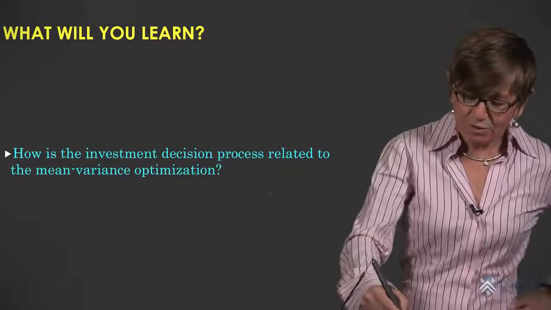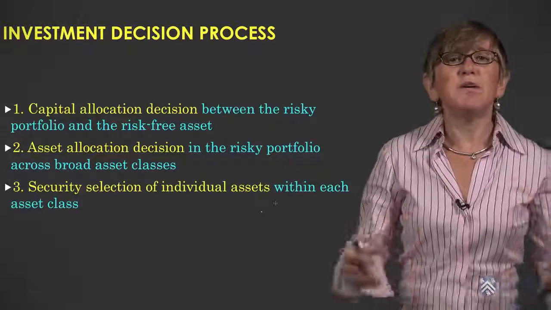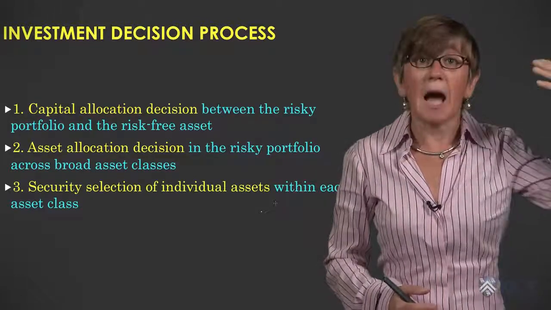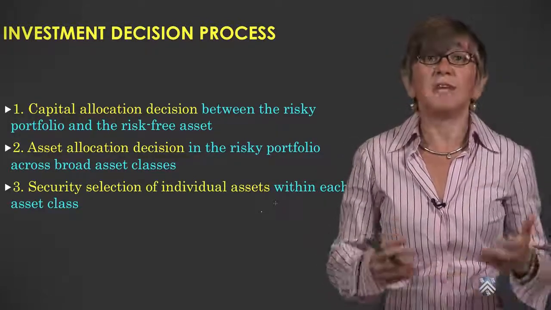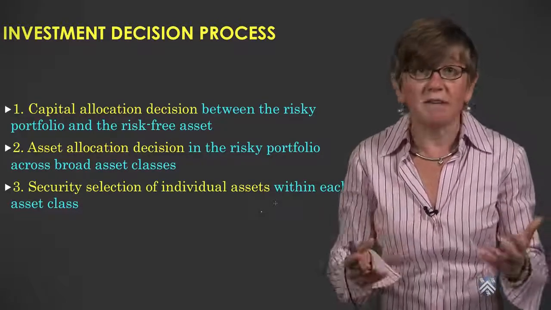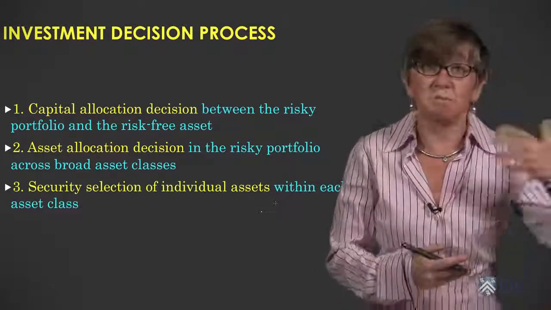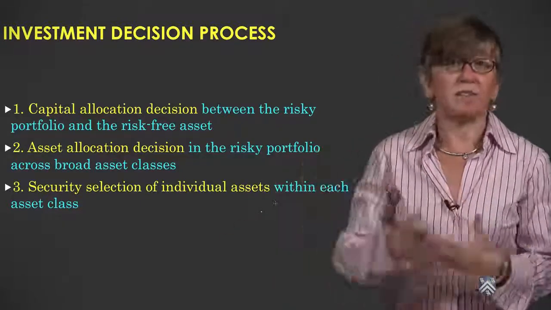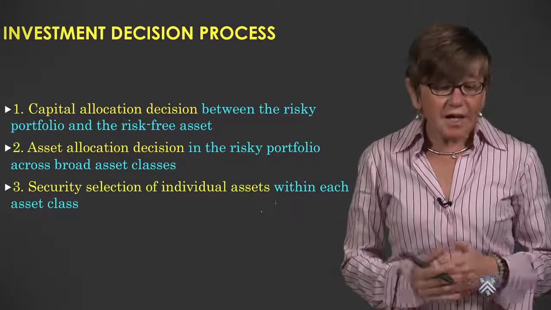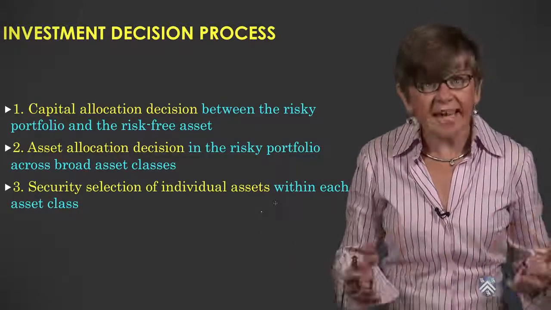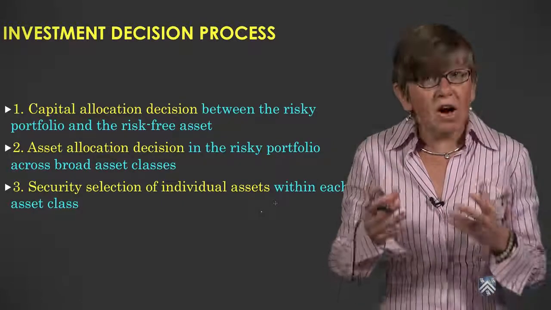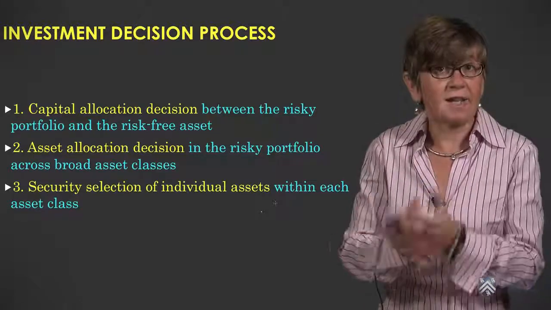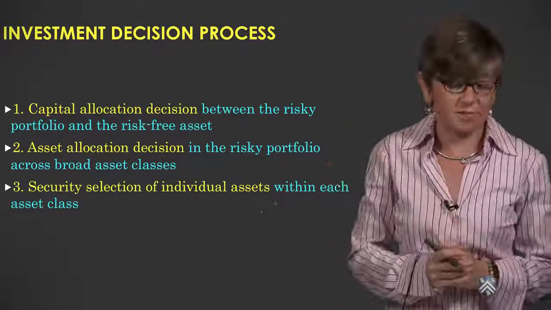The investment decision process can be viewed as a top-down process. The first step involves the capital allocation decision, namely, how you want to split your wealth between safe assets like bank deposits and money market instruments, versus risky assets, equities and other types of risky assets. The second step is the asset allocation decision, which involves deciding on the composition of the risky portfolio, the mix of the different risky asset classes.